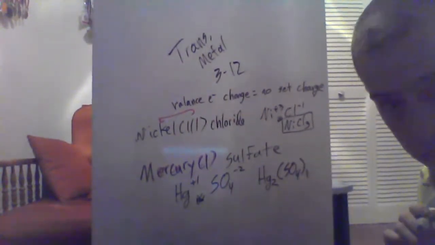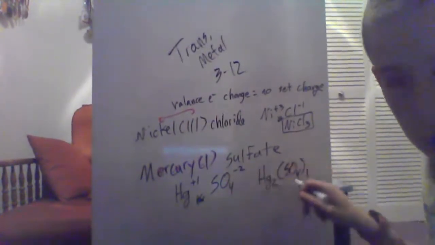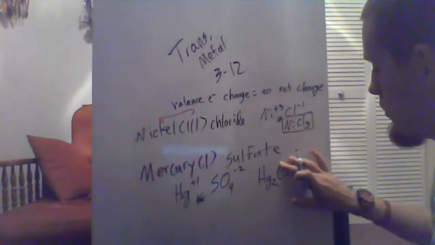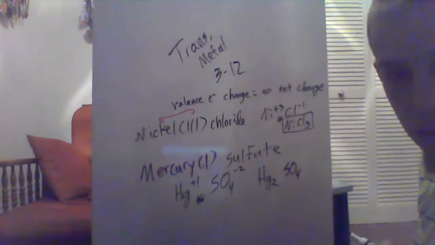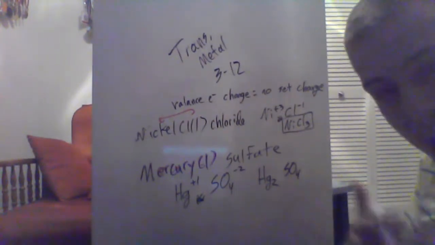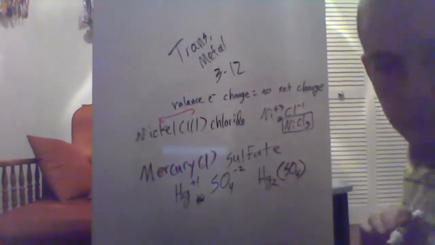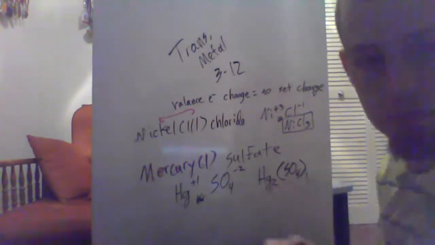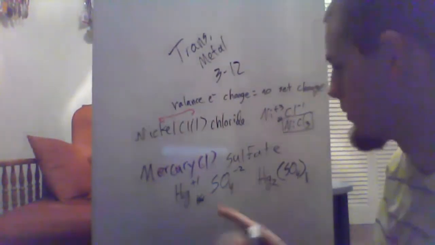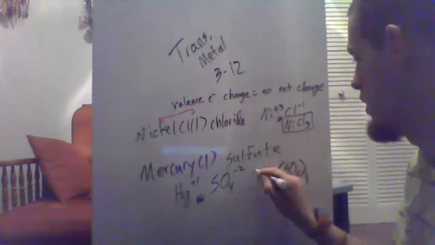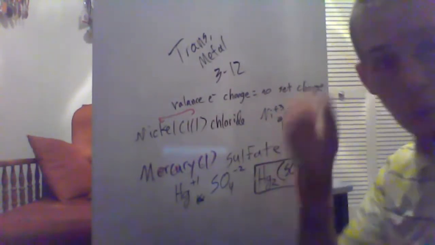You could put the 1, because that 1 from Mercury is going to cross over. Again, I'm doing that over here. Or you could just say Hg2SO4. If you're not comfortable with this, I recommend always putting these guys in parentheses and put the 1. I mean, it's right. So Mercury 1 sulfate, Hg2SO4.